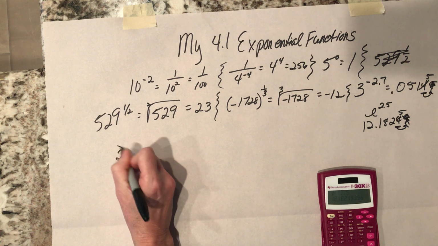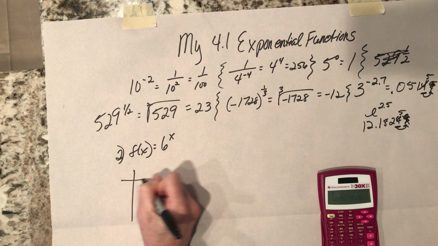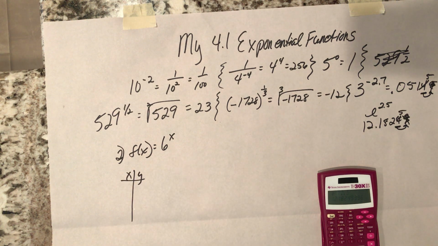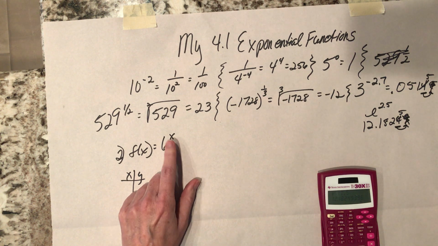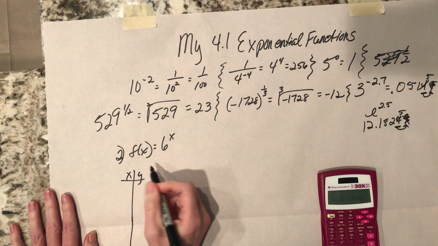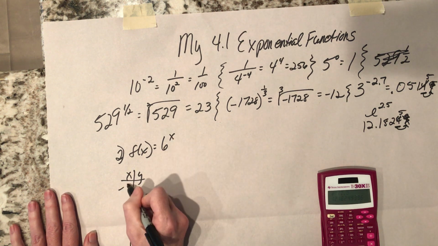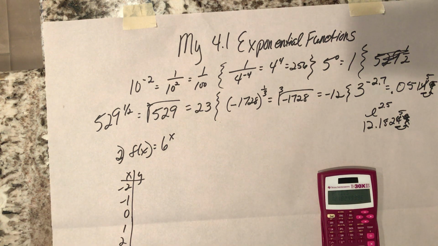Let's see, number 2, f of x equals 6 raised to the x power. This is an exponential function. You can tell because the exponent is the variable. The variable is in the exponent position. That's how you know that. We want to put under the x column -2, -1, 0, 1, and 2. We'll figure up those 5 numbers and then graph that.